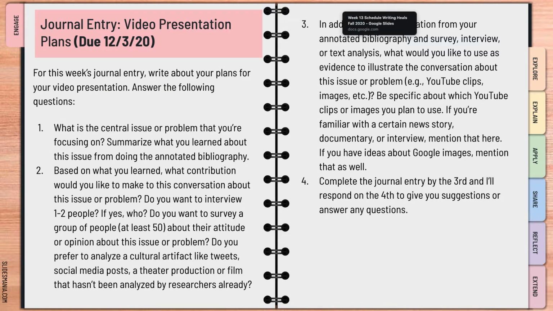Also, in your journal this week, you'll be doing an entry about your plans of what you would like to do. So summarizing what you learned from the annotated bibliography, and then based on what you learned, what would you like to add to this conversation? And then what methodology would you like to use? Do you want to interview someone? Do you want to conduct a survey instead? Would you prefer instead to analyze a cultural artifact? You will need to complete this journal entry by the 3rd, so that way I can respond the next day to give you suggestions and answer any questions you have at this point.